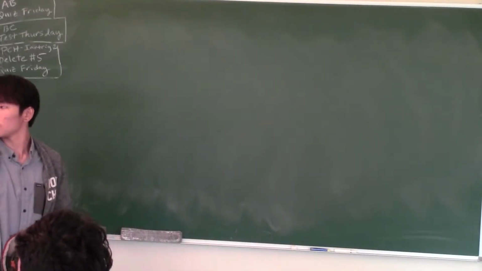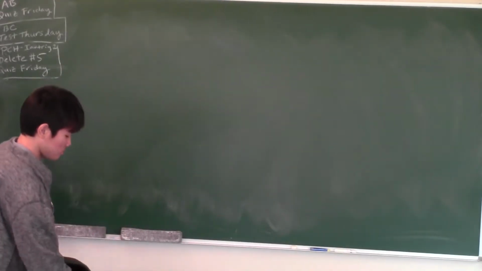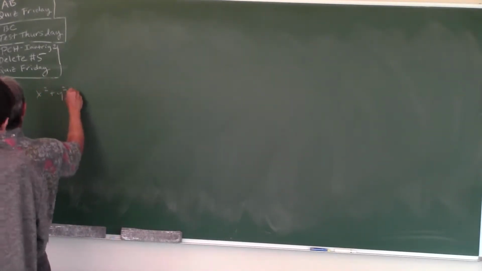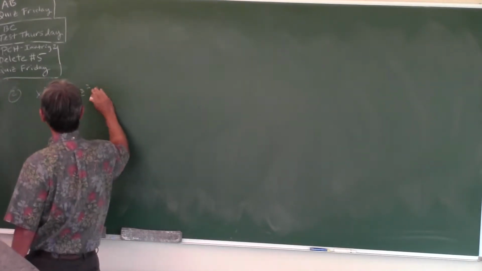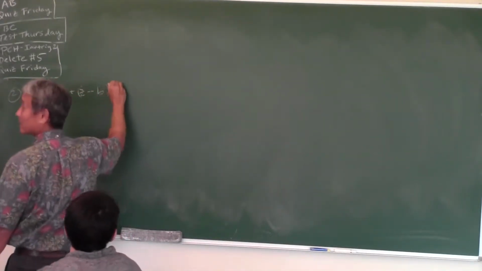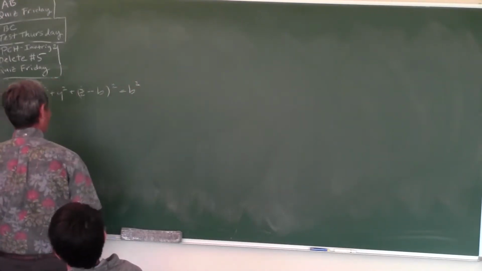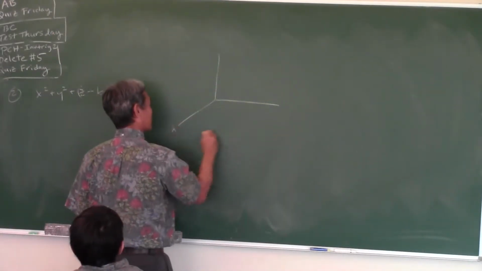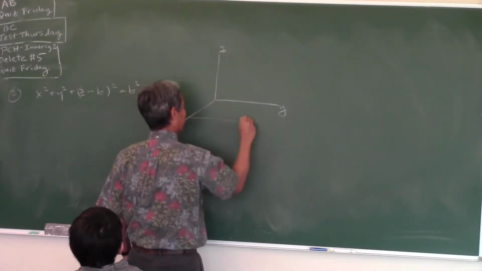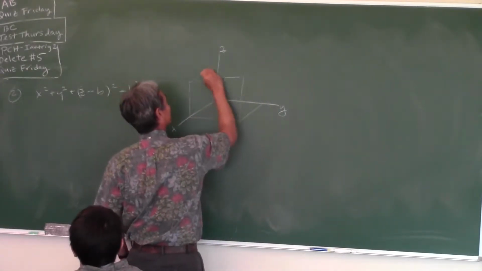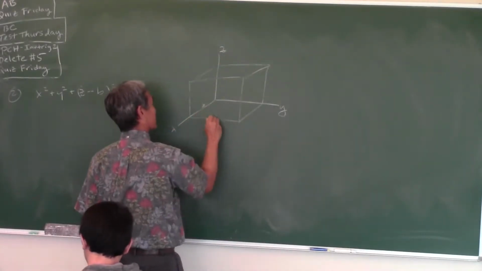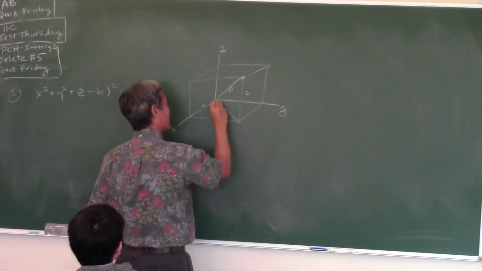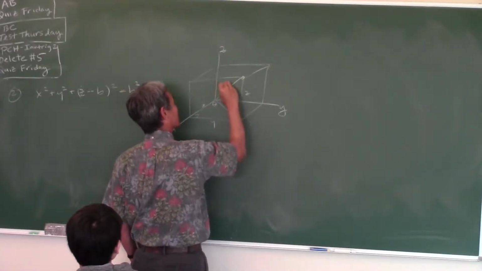Okay. Find an equation for the sphere. X squared plus y squared plus z minus b squared equals b squared. Okay, so whenever you get stuck, draw the box. So this is x, this is y, this is z. That's rho. Rho is how far you are from the origin. That's theta. Remember, these are right angles here. And then that's phi.